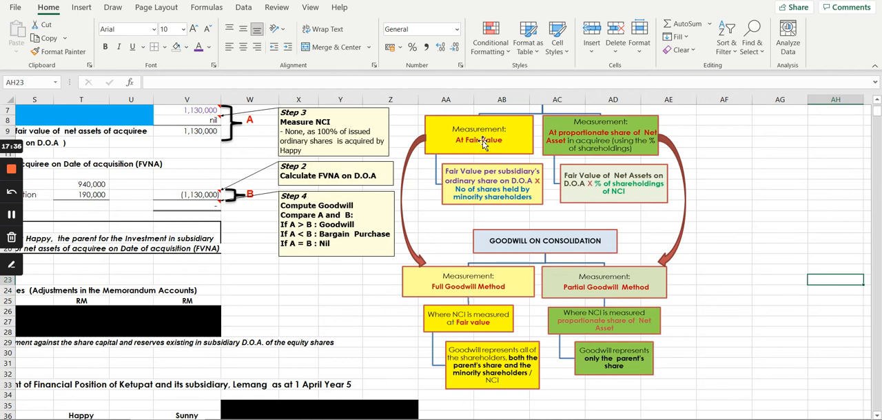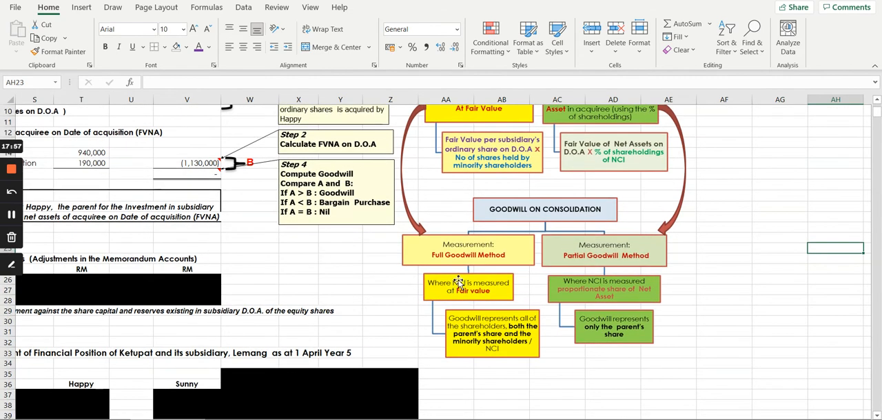So if the measurement of NCI is at fair value, you are going to measure goodwill using the full goodwill method. However, if the measurement of NCI is at proportionate share of net asset, you are going to measure the goodwill just related to the parent, which is what you call the partial goodwill method. Okay, what is this partial and full goodwill method? We'll talk about this in our next video.